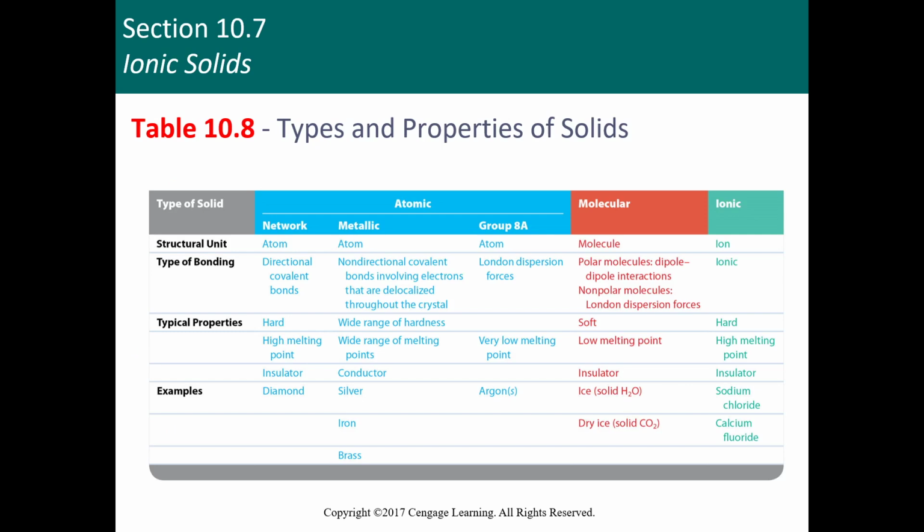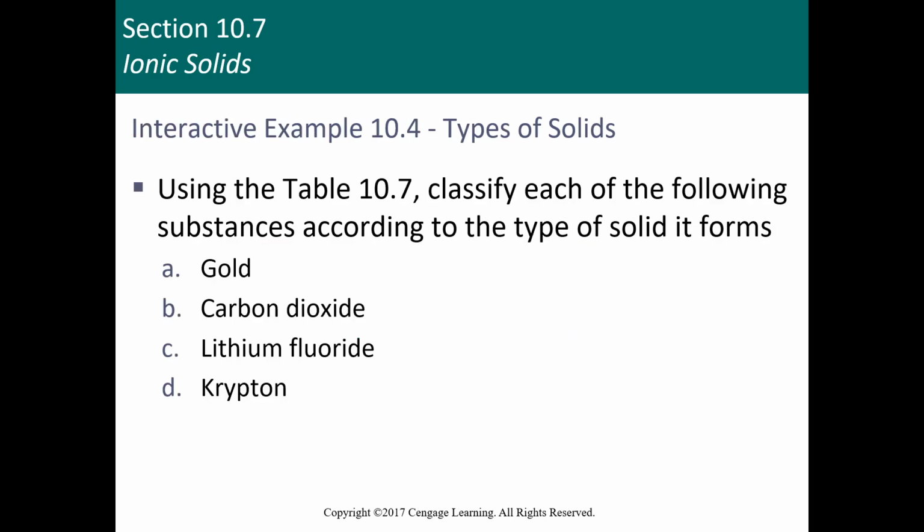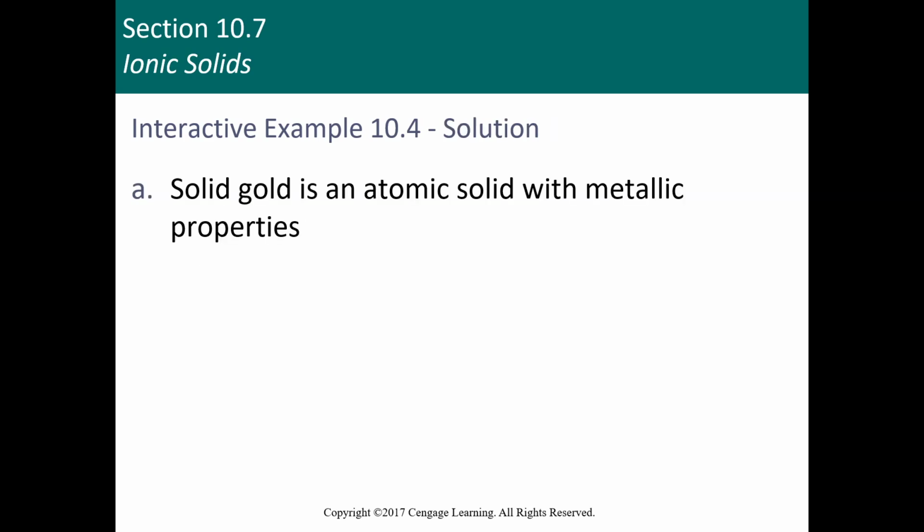All right, so these are the types and properties of your different solids in a contained, nice little table for you to be able to look quickly. So, some examples. Use table 10.7. Classify each of the following substances according to the type of solid it forms: gold, carbon dioxide, lithium fluoride, and krypton. So we'll go ahead and do this.